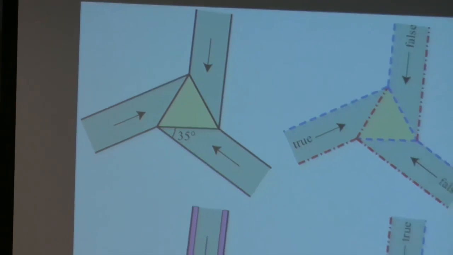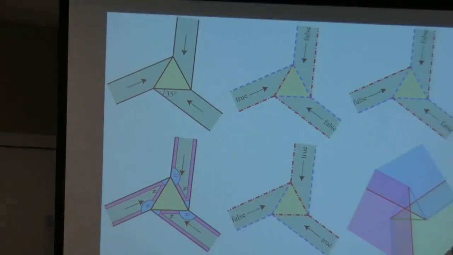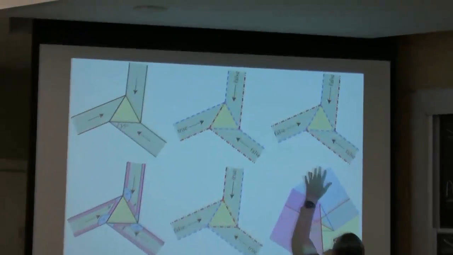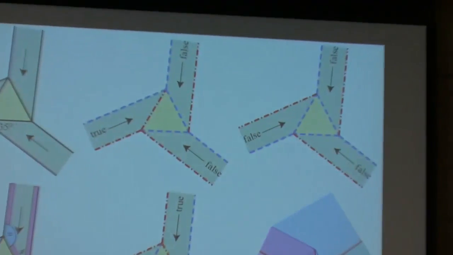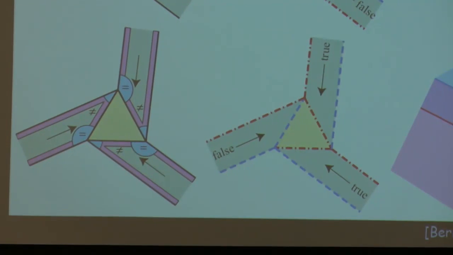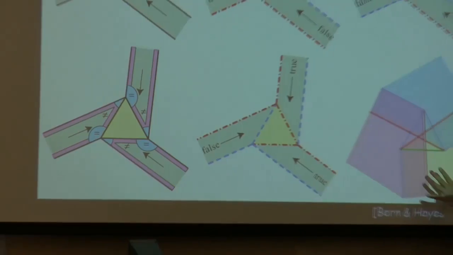And I've drawn here three of the possible patterns you could have. Here I have one true and two false. That folds flat. Here I have three false. And here I have two true and one false. This also folds flat. In all cases, this is what the folded state looks like.